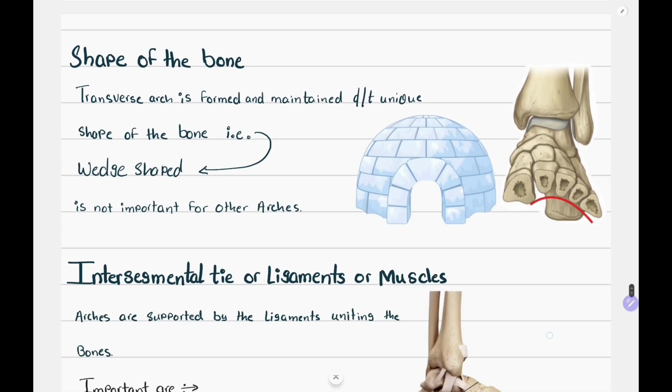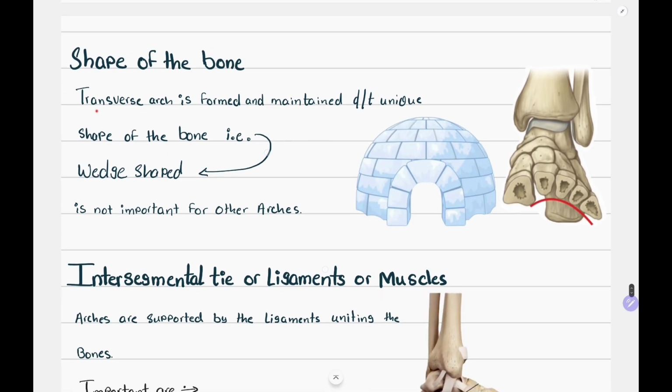So coming to the shape of the bone. The shape of the bone is responsible for maintaining the transverse arch. The transverse arch is formed and maintained due to the unique shape of the bones, that is the wedge shape. With the help of this analogy, I will explain how the shape of the bone is responsible for maintenance of the arch. You can see the entrance of the igloo. Right here, this one is a bit similar to our transverse arch. You can appreciate the shape of the ice cubes. These are wedge shaped.